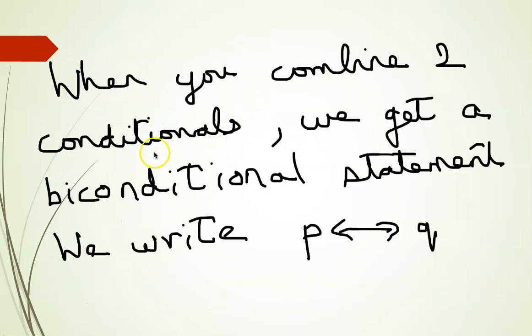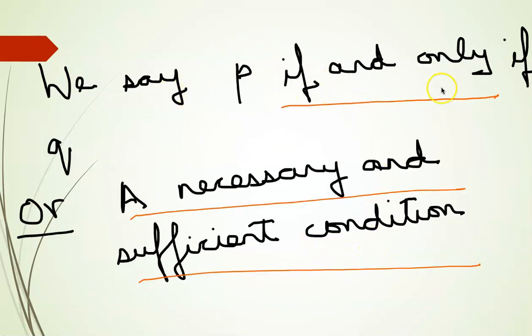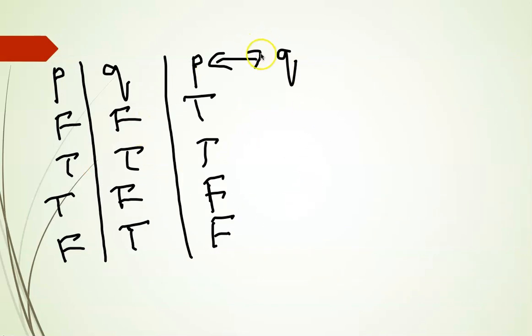When you combine two conditionals, we get a biconditional statement, and this is how we write it. So we'll say P if and only if Q, or a necessary and sufficient condition. So this is a truth table for a biconditional. False if and only if false is true. True if and only if true is true. True if and only if false is false. False if and only if true is false.